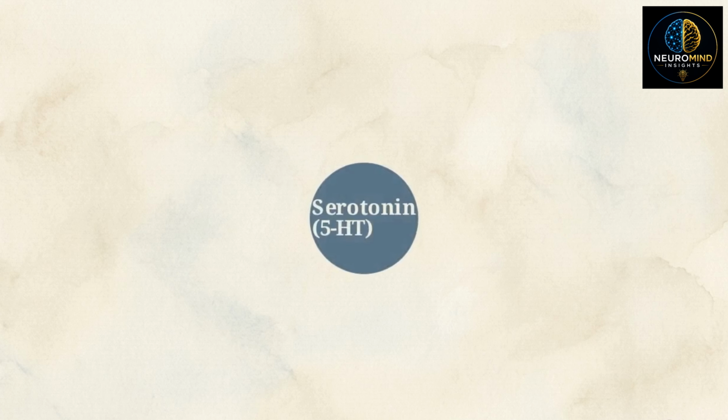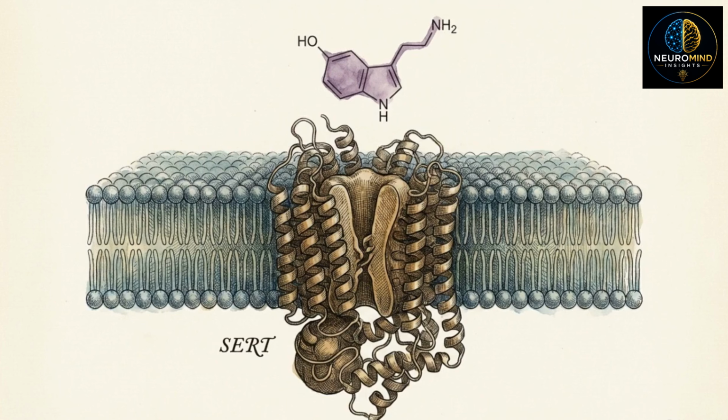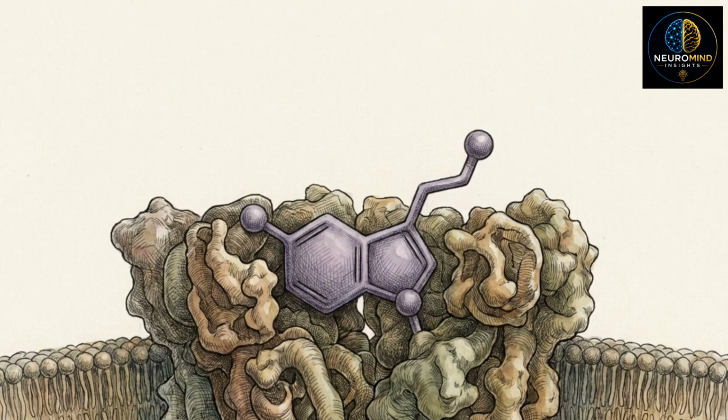The defining feature of the serotonin network is its extraordinary receptor diversity. It utilizes 7 distinct receptor families, containing 14 unique subtypes, relying almost exclusively on G-protein-coupled mechanisms. To manage this vast signaling web, the system uses a dedicated membrane protein, known as the serotonin transporter, or SERT, to sweep the active cleft clean.